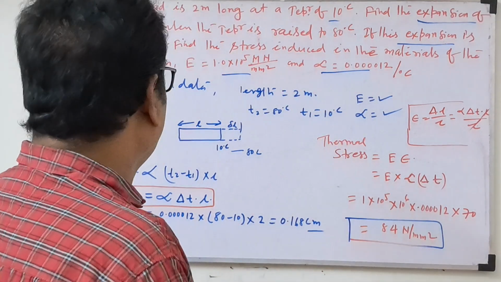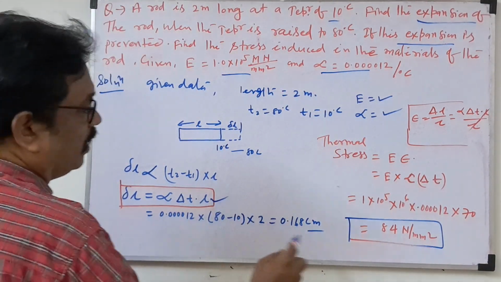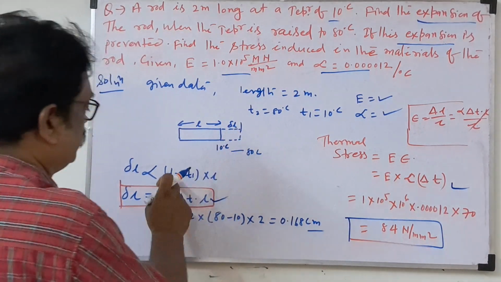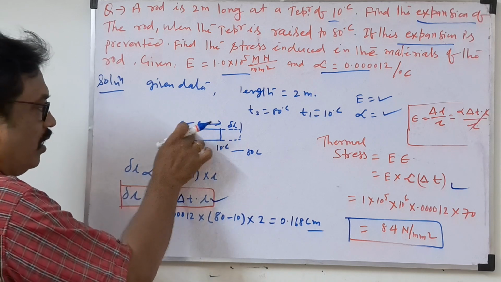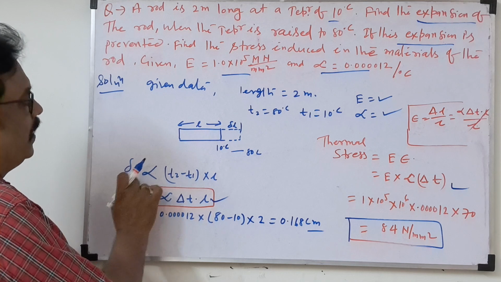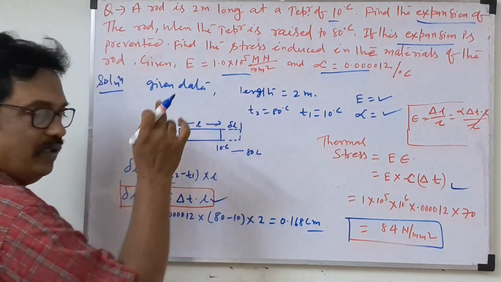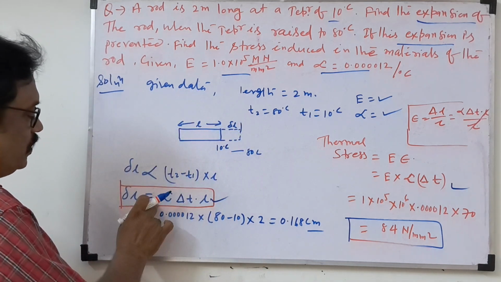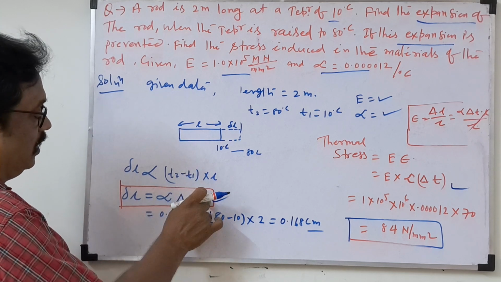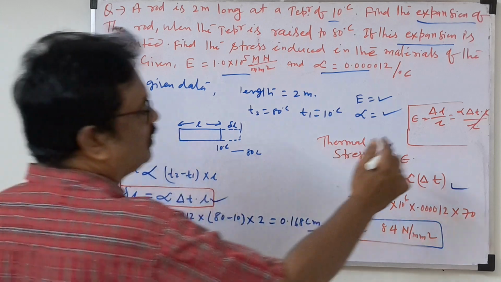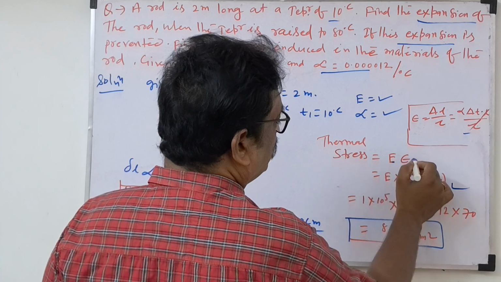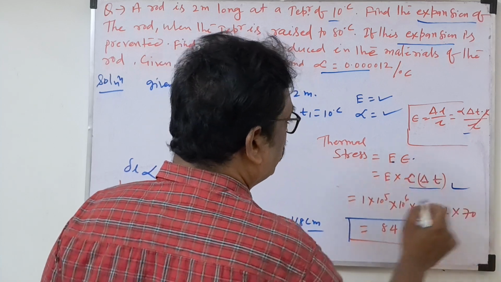Look how simple it is. If you forgot the formula, you come here: the change in length depends upon the temperature difference and length, proportional to the coefficient of linear expansion into delta T into L. Once you know delta L, strain is the change in length by the original length. Stress is Young's modulus into strain. Substitute the strain value and you will get the answer.